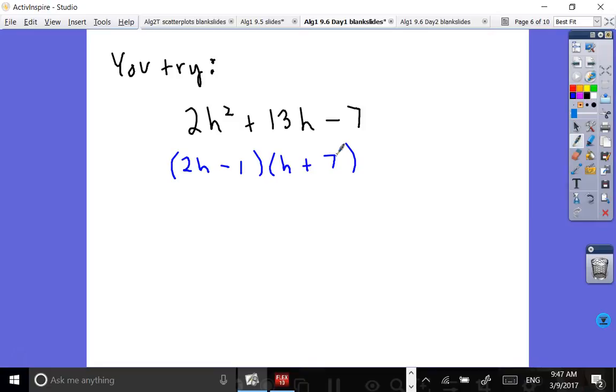So in the FOIL process, this is the product of the first. This is the product of the last. This is the outer and inner, combined like terms.